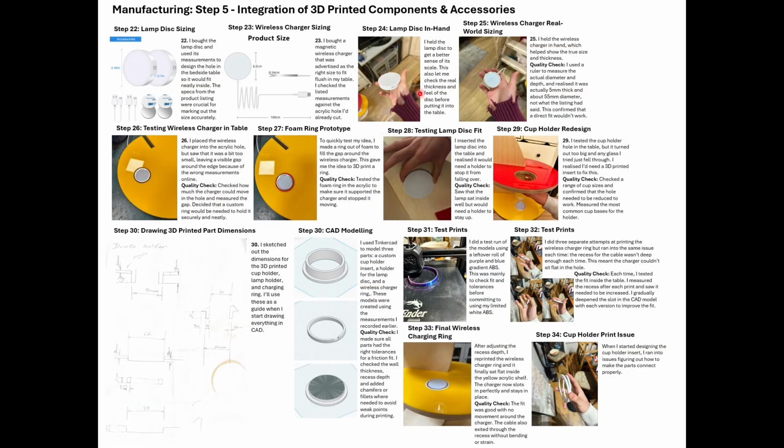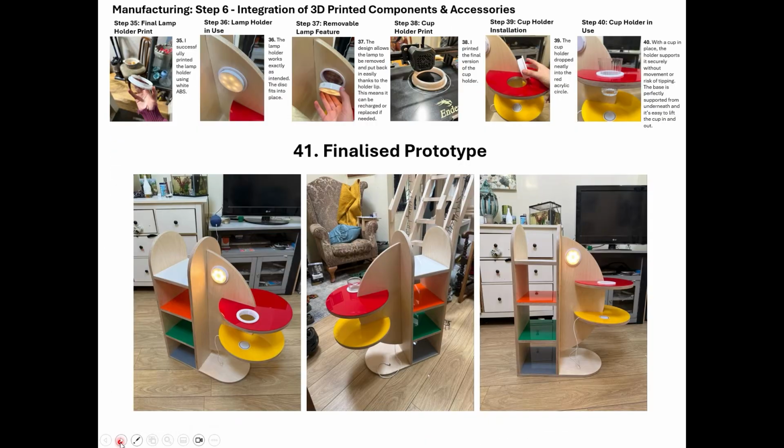I then bought the lamp disc and the wireless charger, and this is what they look like. Put them in. I realized that it doesn't fit in the ring correctly, so I had to 3D print some rings to fit around it and stuff. And yeah, that's good. It shows I'm using lots of different manufacturing processes. I don't know if you can hear my dog in the background. Hopefully not.